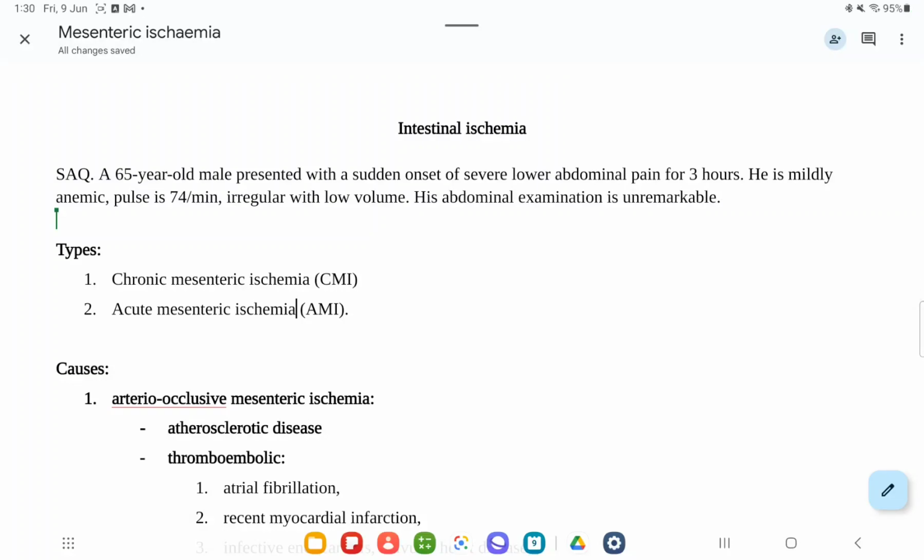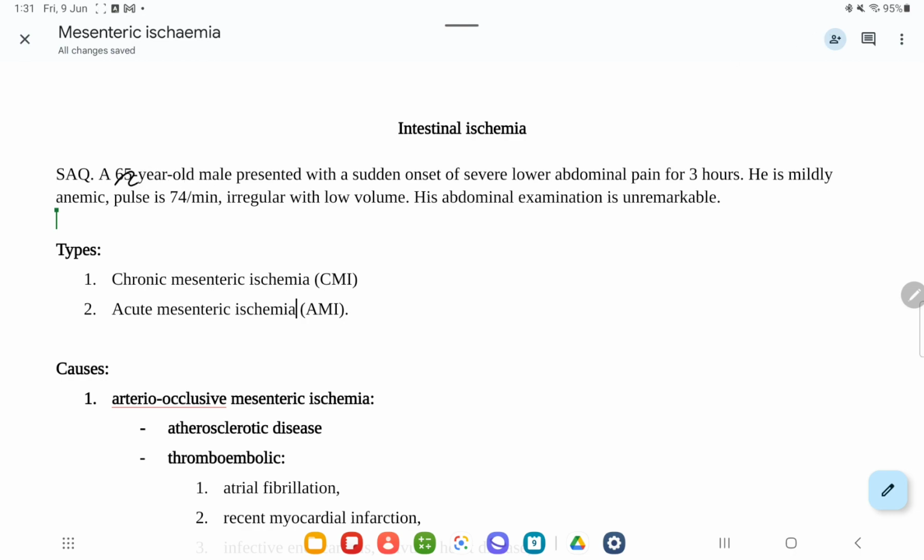Today I will talk about one very important topic, that is intestinal ischemia. In your exam, this intestinal ischemia is a very tricky point, and sometimes we miss finding the actual diagnosis. At first I have put an important scenario. First go through this scenario. SAQ means a short answer question.